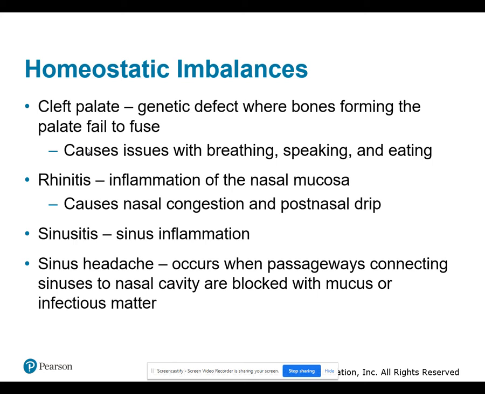You have rhinitis, which is inflammation of your nasal mucosa. If you ever hear the word rhino, it usually has to do with your nasal area. And this is just nasal congestion, and usually you have a runny nose, also known as a postnasal drip. You have sinusitis, sinus inflammation, and that can actually lead to a sinus headache, where those passageways have been blocked by mucus or other infectious matter, and it kind of causes a lot of pressure in your head, and you develop that headache.